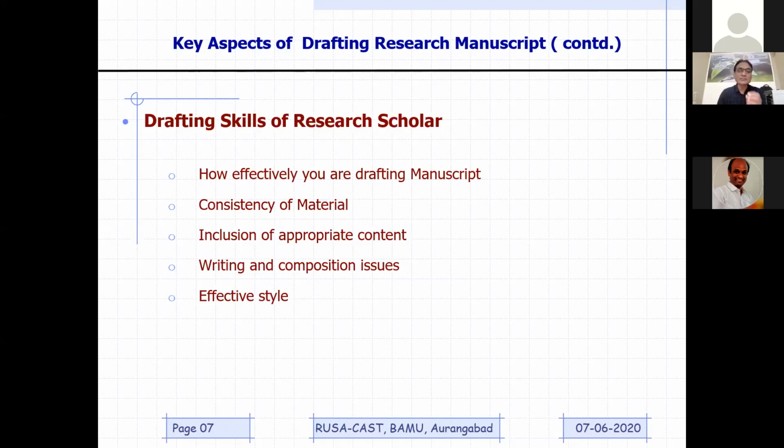So inclusion of appropriate content. Out of those 20 figures, out of those 10 tables, you need to identify the impactful figures and impactful tables, and that need to be included in the manuscript.